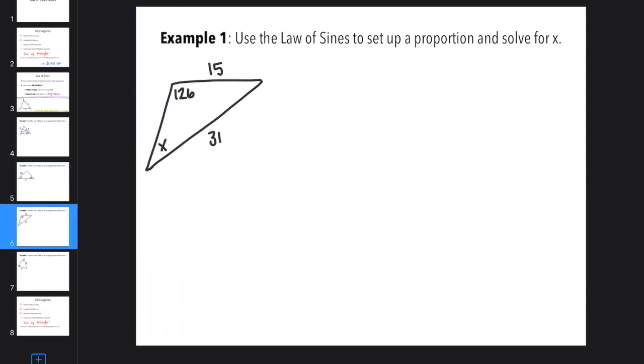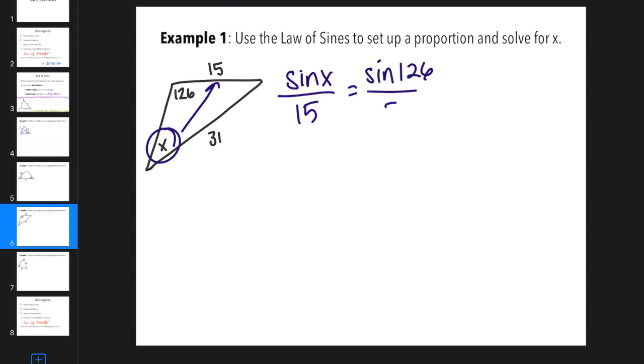All right, let's look at it if I do not have an angle measure. Remember with trig ratios, when I wanted to use a trig function and did not have an angle measure, what method would I use? The inverse. We're going to use the same properties here. So I'm wanting to solve for this x value. So I'm going to have sine of x all over my opposite side, which is 15, equal to whatever ratio I have. Well, I have the ratio between 126 over 31.